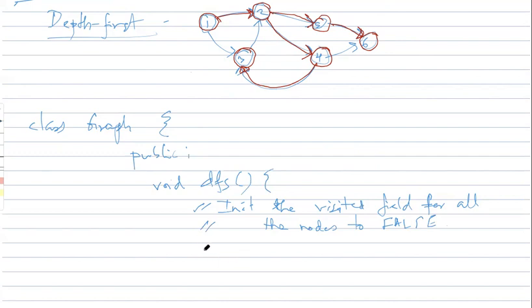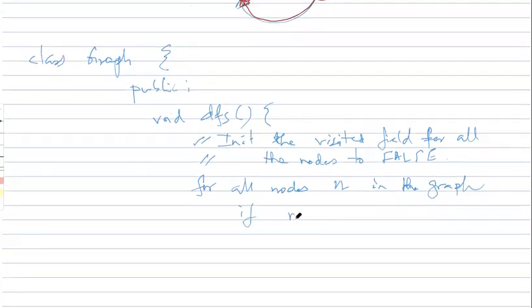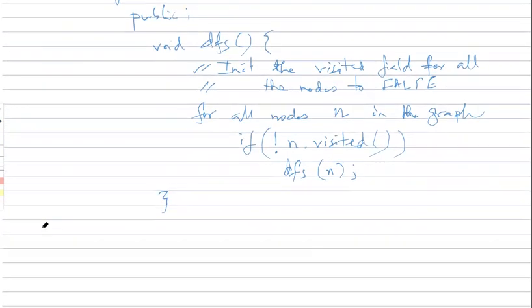And then I will go through every node. So I will go through all the nodes in my graph. So for all nodes, let's say n in the graph, I will check if n dot visited is false. If it is not visited, then I want to call the DFS with respect to that node. So DFS on n I'm calling. This would be the entry point for my DFS algorithm.